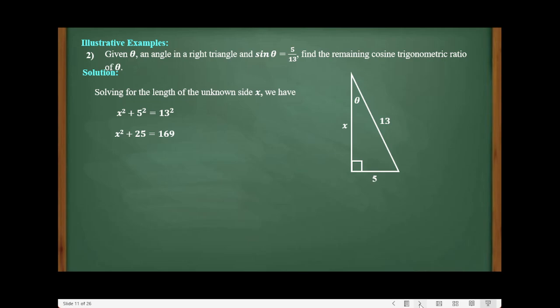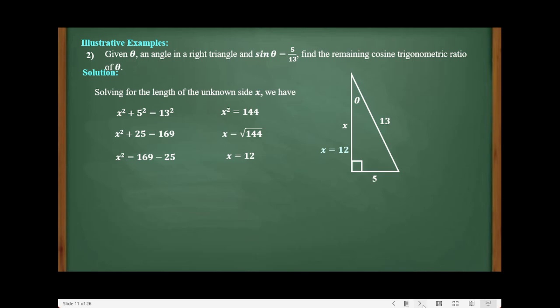Solving this equation, at this point it becomes x squared plus 25 is equal to 169. Then transpose 25 to the right. So the equation becomes x squared is equal to 169 minus 25. So x squared is 144. Get the square root of both sides so that we can get the value of x. So x is equal to the square root of 144, and that will give us 12. So the longer leg has a length of 12.